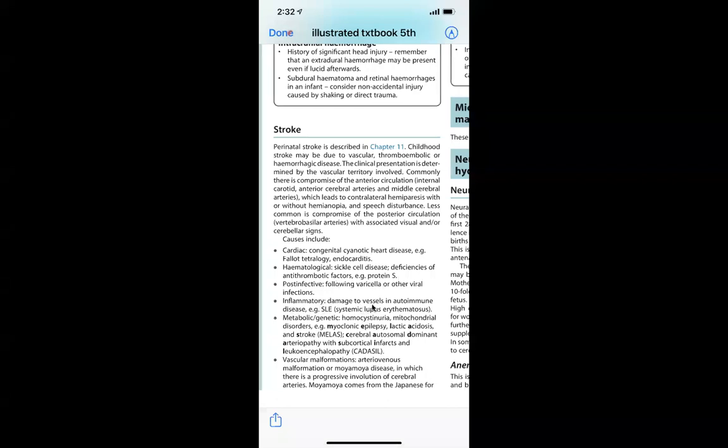Then inflammatory, damage to vessels in autoimmune disease. Yeah, this is very important. So you will also keep SLE, systemic lupus erythematosus, in your mind. Then metabolic and genetic: homocystinuria, mitochondrial disorders, that is MELAS, and cerebral autosomal dominant arteriopathy with subcortical infarcts. You can also remember metabolic and genetic, but I was talking particularly about hemiplegia, which will have a local cause. Metabolic and infection will be overall rather than in a particular place. So keep this down for hemiplegia, post-infective and metabolic. Next, vascular malformations, that is arterial malformation or moyamoya disease, in which there is progressive involution of cerebral arteries. Moya comes from the Japanese. One minute, I'll change the page.